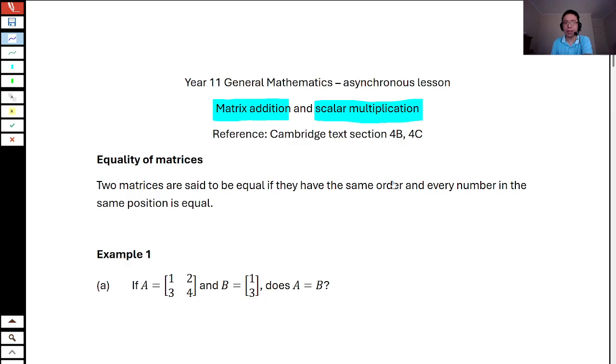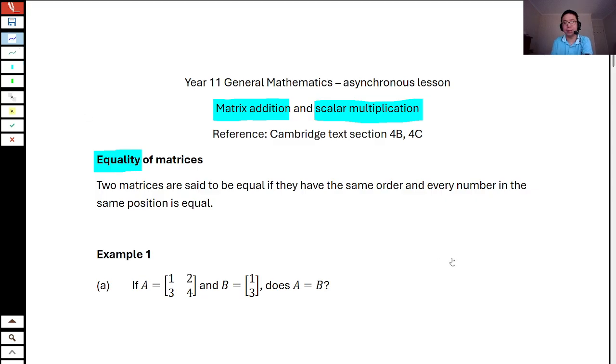What we're looking at today is matrices as mathematical objects. So we're now going to ask, when are two matrices equal? What happens if we add two matrices? And what happens if we multiply a matrix by a number? So we'll begin by asking the question of equality.